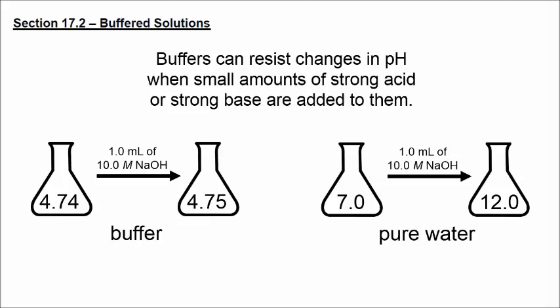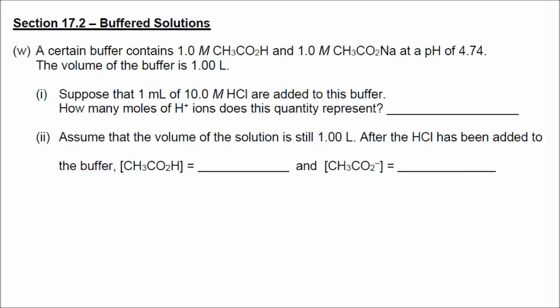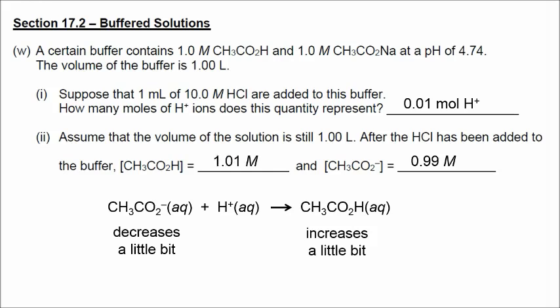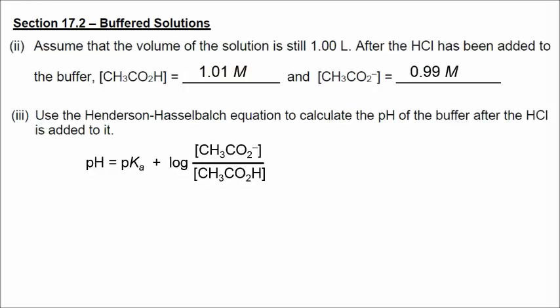We just did the calculation for a little bit of strong base. Let's go ahead and do the other calculation for a little bit of strong acid. So here we have 1 milliliter of 10 molar HCl. That corresponds to 0.01 moles of H plus ions. This will cause the concentration of acetate to decrease a little bit as it reacts with it. So now the acetate, which was 1 molar, becomes 0.99. The acetic acid has gone up a little bit to 1.01. If we plug in these values into the Henderson-Hasselbalch equation, we can see that the pH will go down just slightly to 4.73 when the acid was added to the buffer.